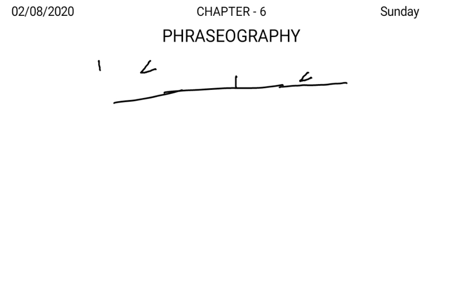Now, summary of the chapter. Phraseography is the art of joining two or more words together without lifting the pen. The resulting outline is called a phraseogram. A phraseogram should have three important qualities: facility, linearity, and legibility.